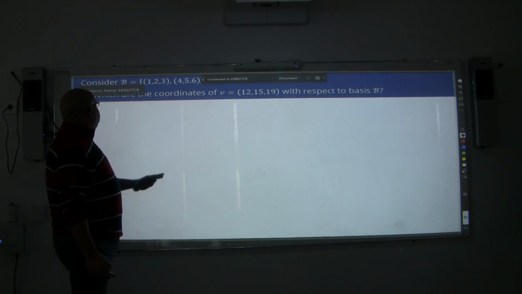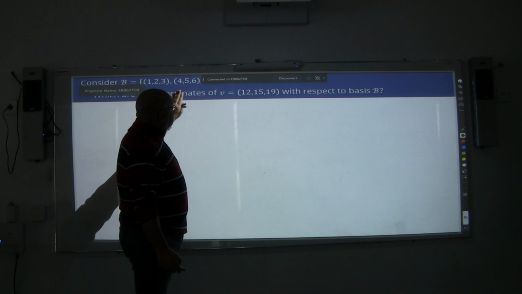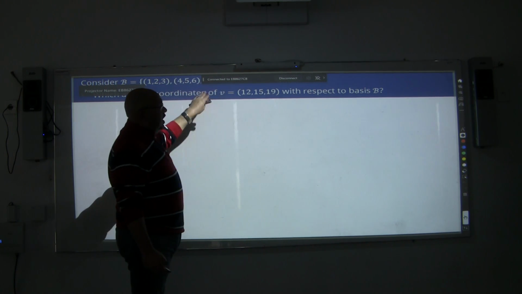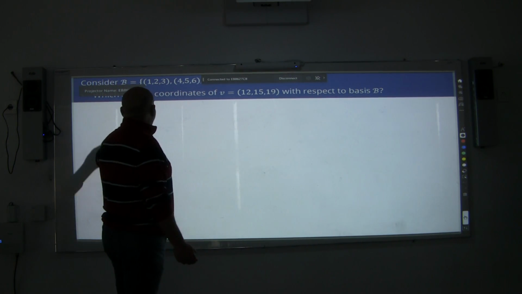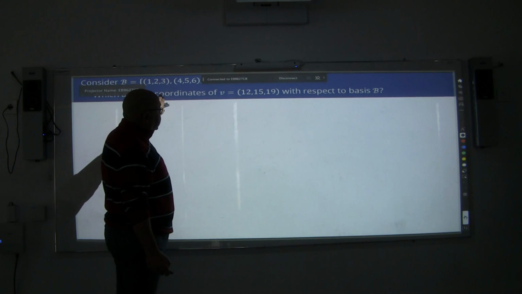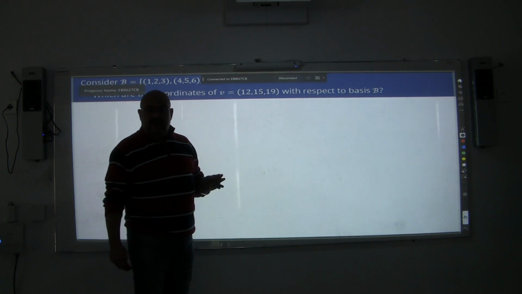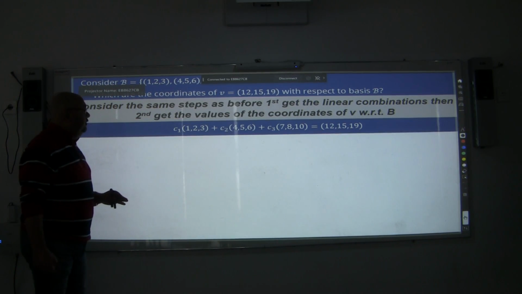Okay, another problem. Consider beta, with vectors 1, 2, 3, 4, 5, and 6, and I want to generate another vector. I'm sorry, the projector sign was hidden, but it will appear now. And what are the coordinates of the vector 12, 15, and 19? In a similar manner, here I'm asking about the coefficients. So once more, it's really very simple.